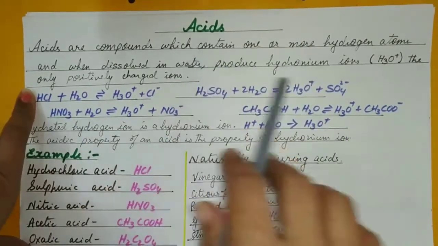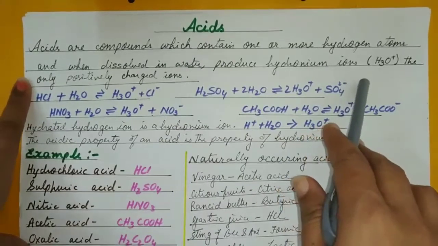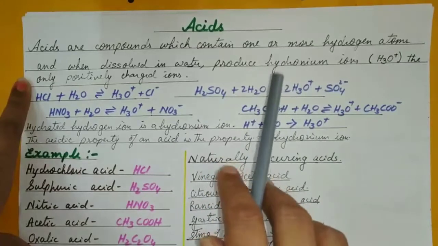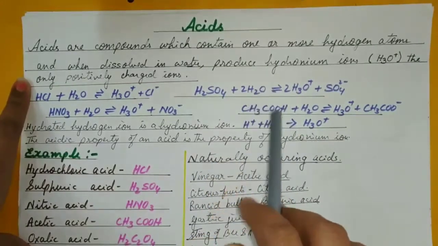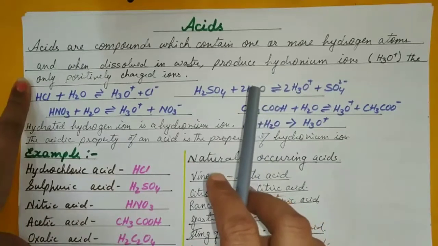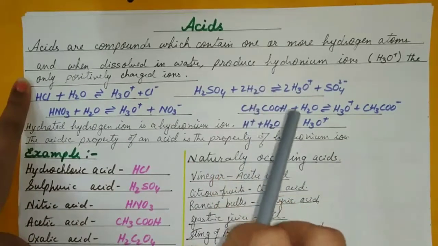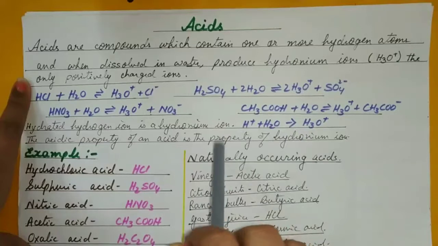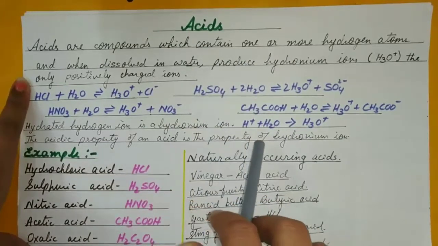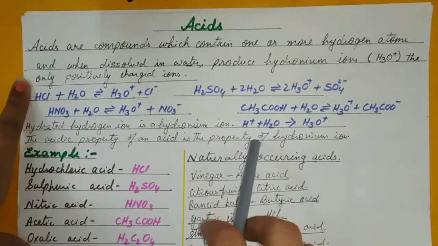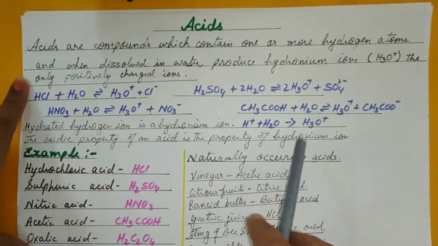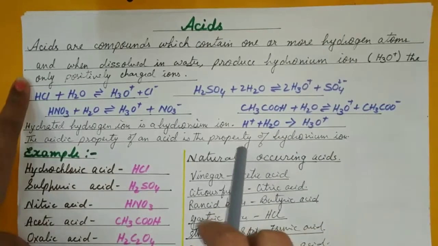Everything about acid depends on hydronium ion, because this hydrated hydrogen ion, if you remember about the bonding chapter where I showed you the diagram of how the hydrogen ion, when it comes closer to the water molecule, will combine to give you the hydronium ion H3O+, forming a dative bond.